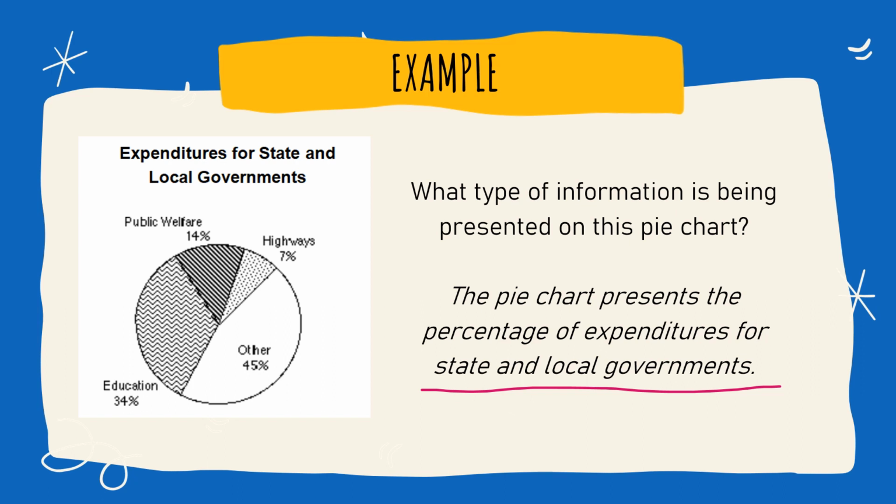So as you can see, the answer here is the pie chart presents, or you can also say shows, displays the percentage of expenditures for state and local governments. The percentage of expenditures for state and local governments is already given as the label of the visual. So you can just copy from the label itself.